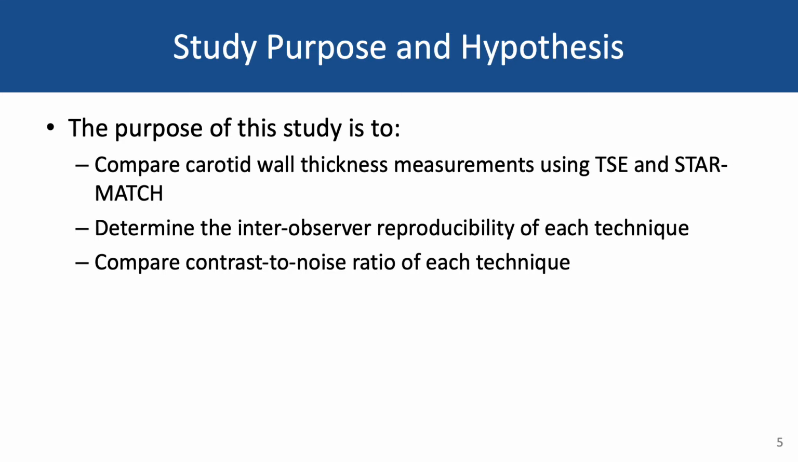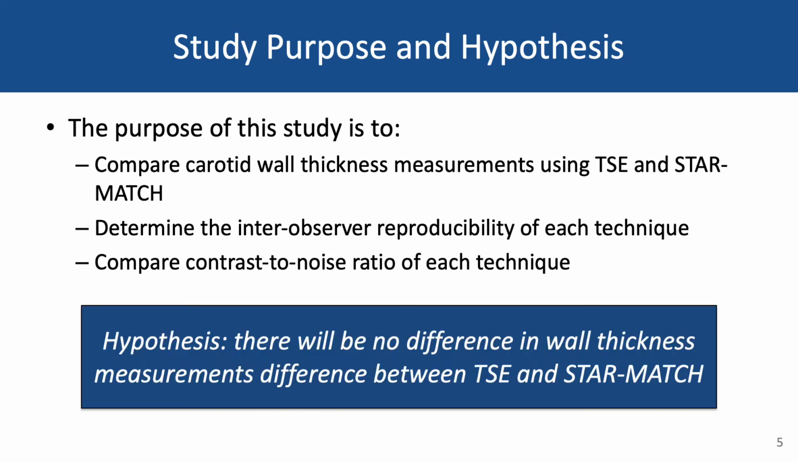In this experiment, we aim to compare TSE and STAR-MATCH wall thickness measurements of the common carotid only. The data was analyzed by two different observers, and we calculated the inter-observer reproducibility. We also calculated and compared contrast to noise ratio of both techniques. We hypothesized that there will be no significant difference of the wall thickness measurements between TSE and STAR-MATCH.